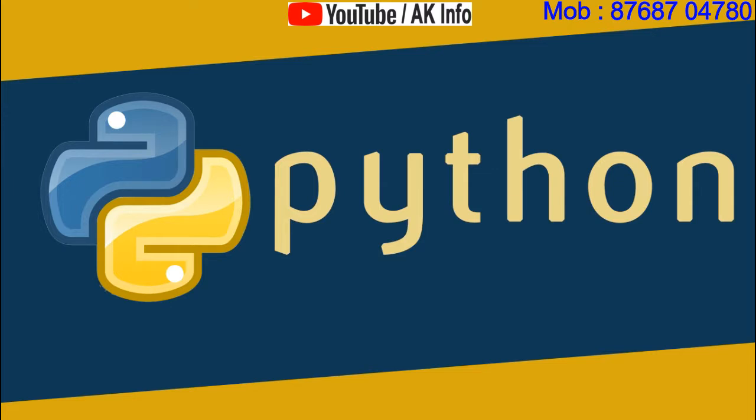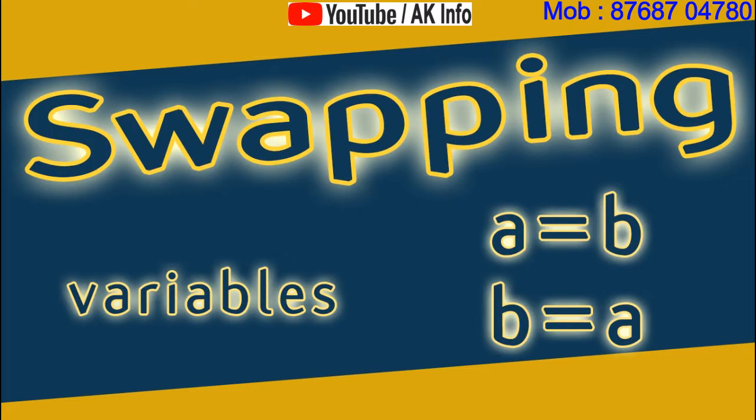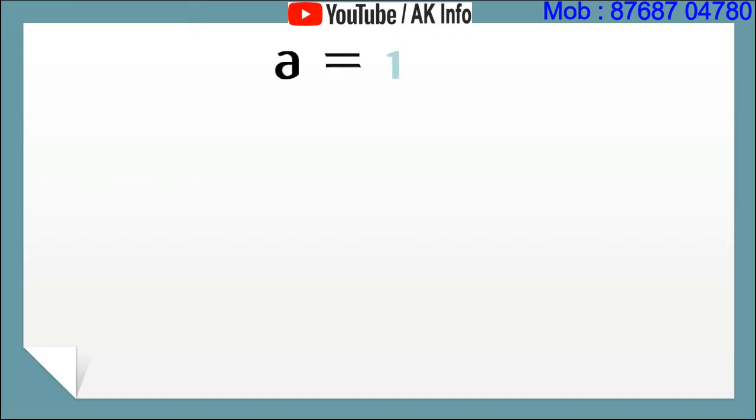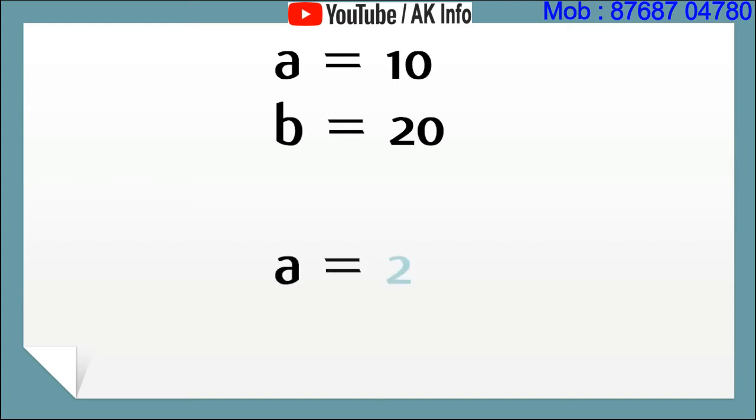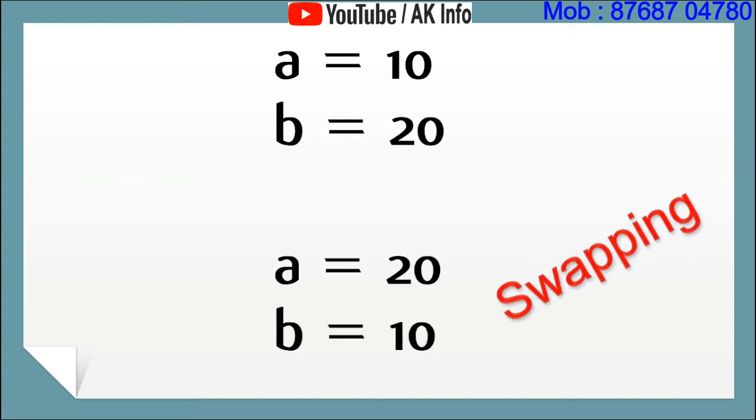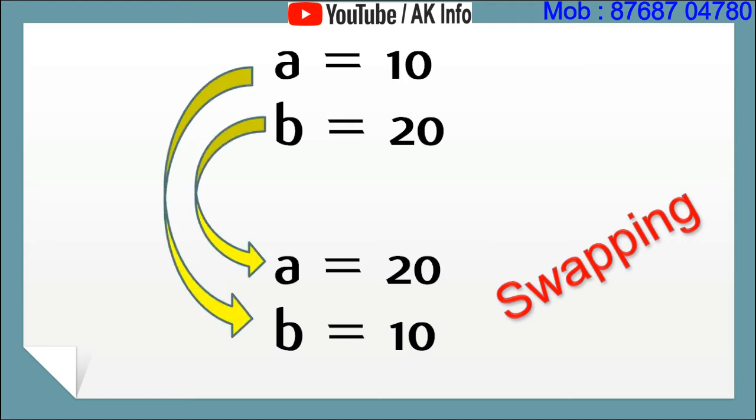Hello guys, in this tutorial we will see how you swap two numbers. So let's say we have two variables. For example, if I take my variable name as a and the value as 10, then I take another variable called b and take the value as 20. Now in my program I want the output like this: a value to be 20 and b value to be 10. Now how do you swap these two values?